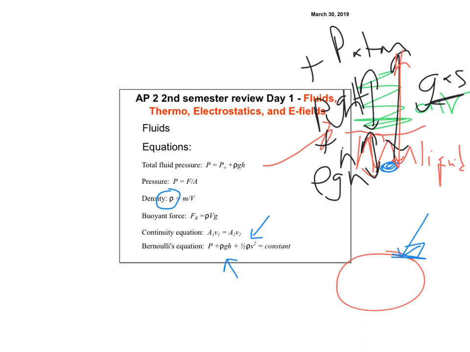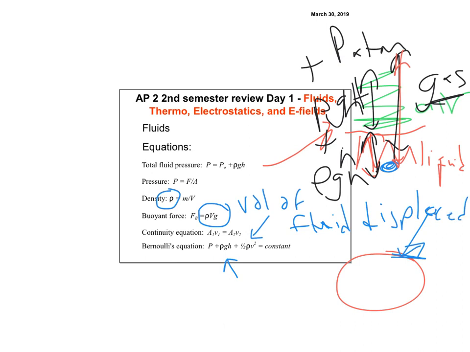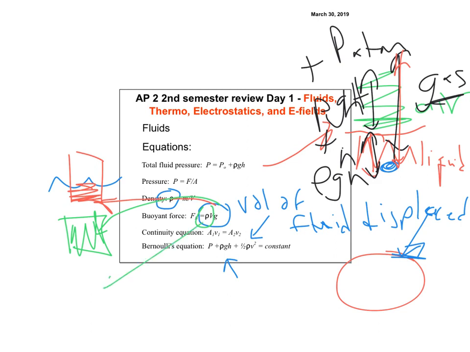Buoyant force is rho vg. Remember that this is the volume of fluid displaced, not the volume of the object, unless the object is completely submerged. If I have water and I have an object on top, then this is the volume I care about. But if the thing is totally submerged, then the volume is the entire volume of the object. But this rho is the rho of the fluid, not of the object, because that's what's causing the buoyant force.